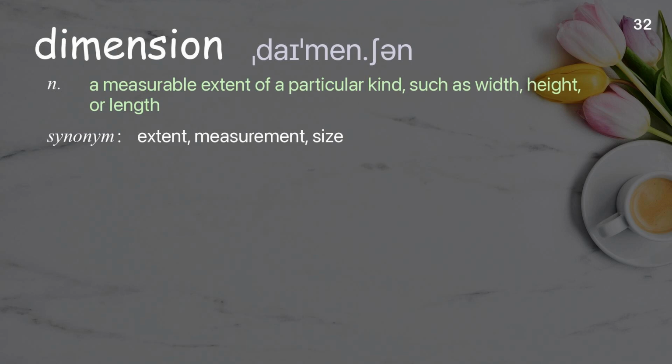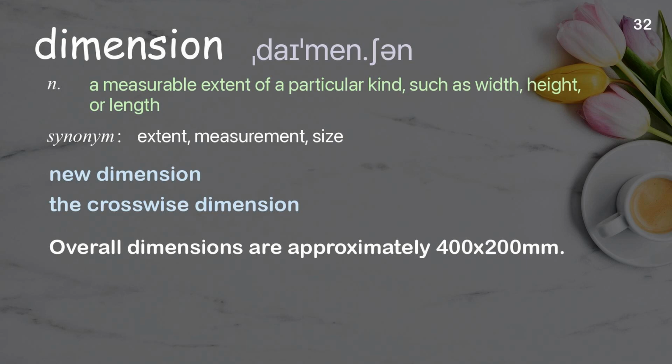Dimension. A measurable extent of a particular kind, such as width, height, or length. Examples: New dimension, the crosswise dimension. Overall dimensions are approximately 400 by 200 millimeters.